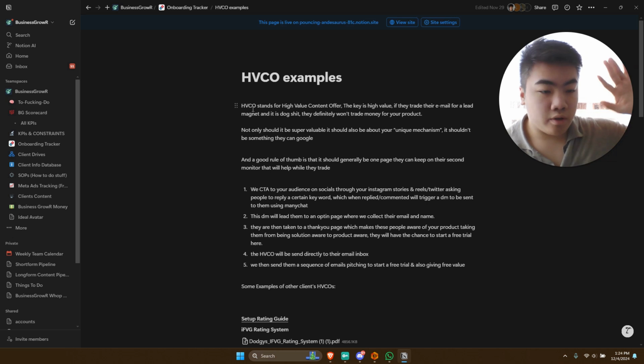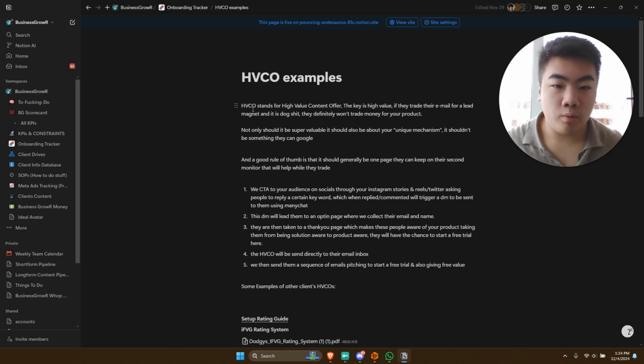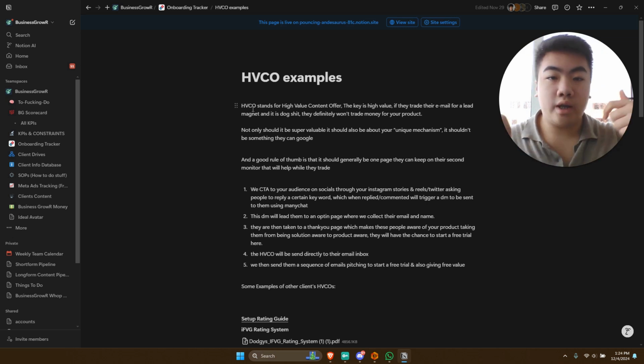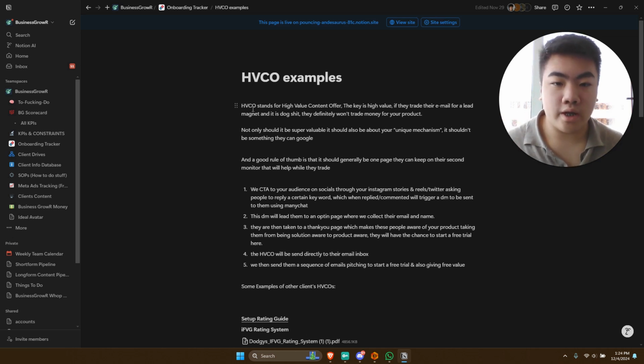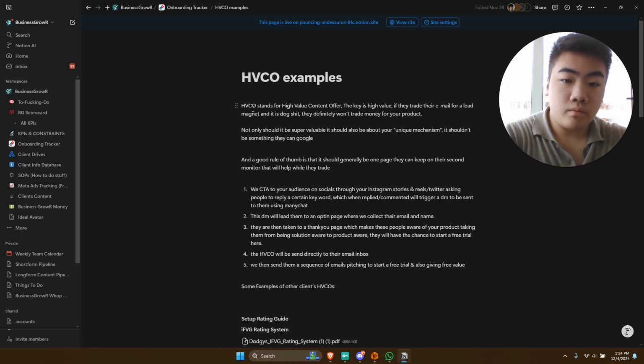Even worse, if the emails on the back end are actually just horrible, super scammy, super pushy, they just won't trade money for your products because you haven't built enough trust and authority in their head, or just even provide enough value for them to be like, oh wow, this guy's stuff is good, right?